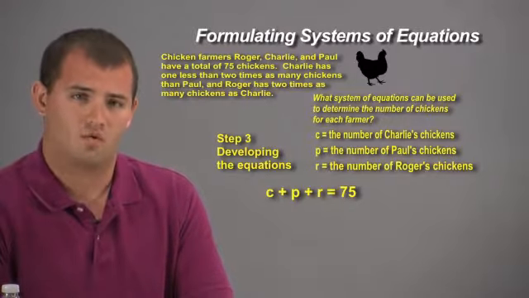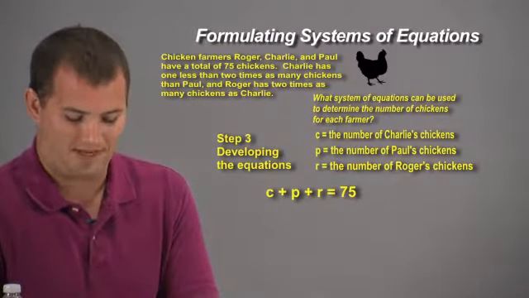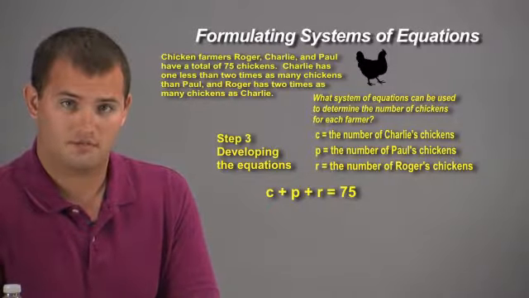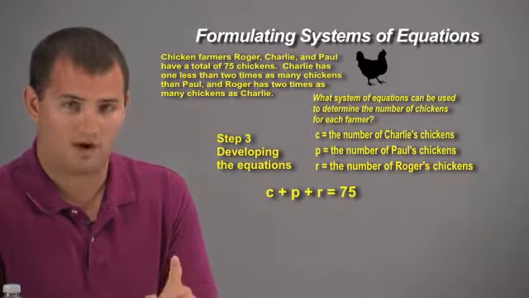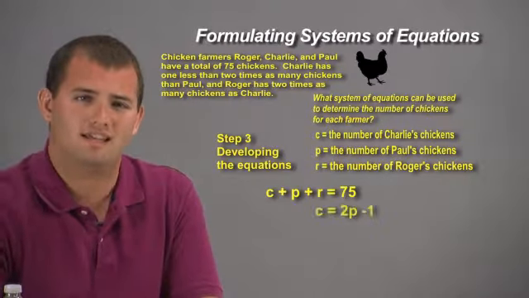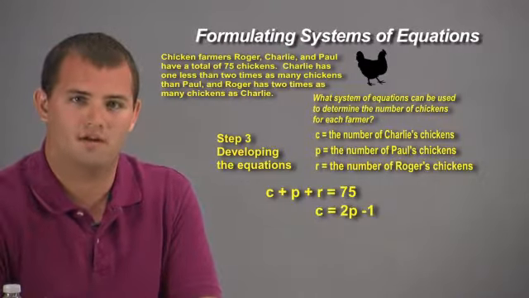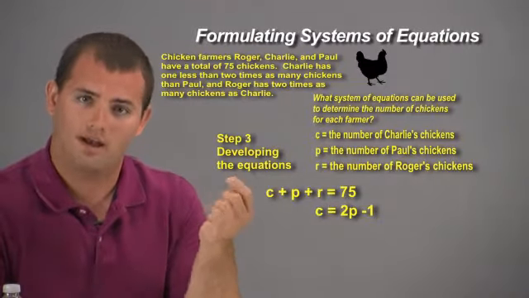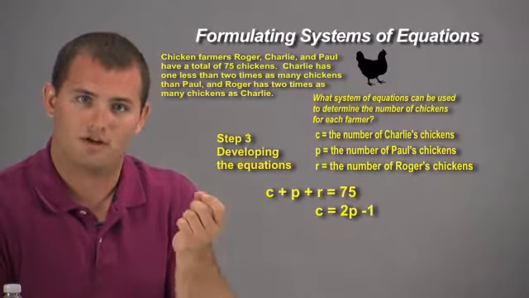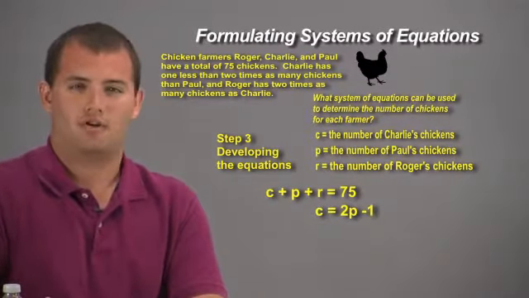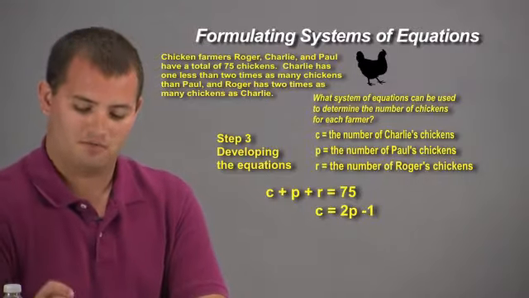Now for the second equation, we know that Charlie has 1 less than 2 times as many chickens as Paul has. So Charlie has 1 less than twice the number of chickens that Paul has. I would say the equation is this: C is equal to 2P minus 1. The quantity of chickens that Charlie has is equal to 1 less than twice the quantity of chickens that Paul has.